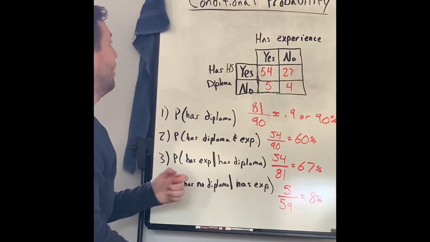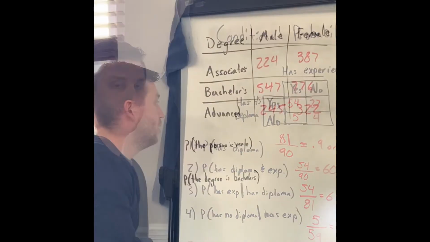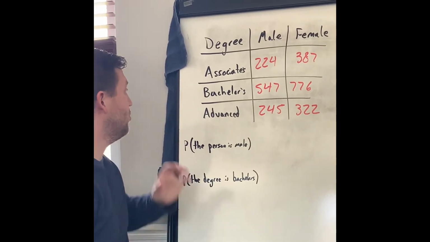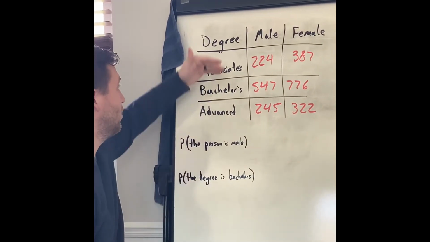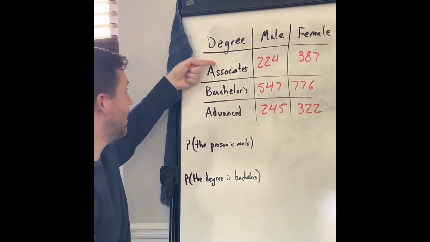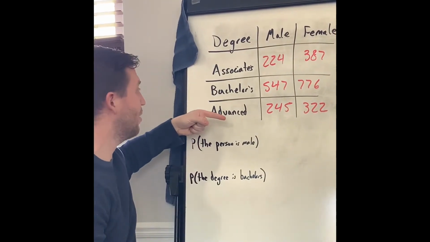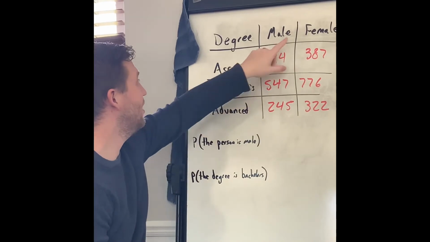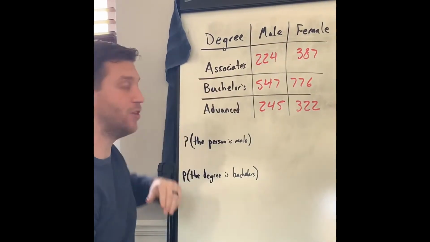Okay, there's our first table. So for our next example, we have the degrees. Just think of a college student. You have the degrees you can get: an associate's, a bachelor's, or an advanced, like a master's degree. And we have the number of males and females that receive those degrees.